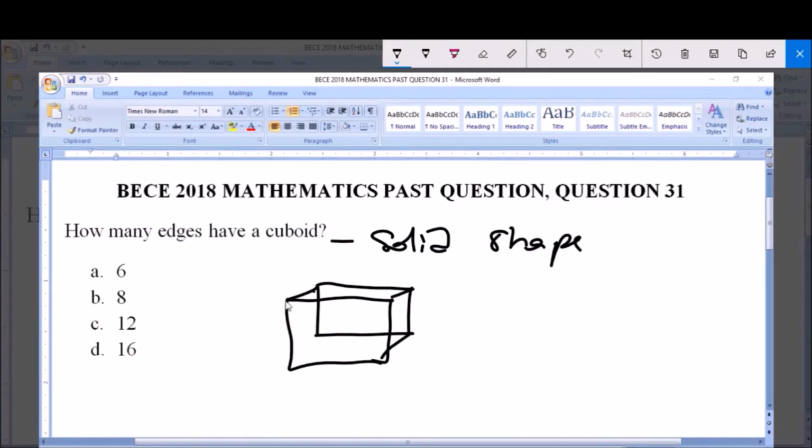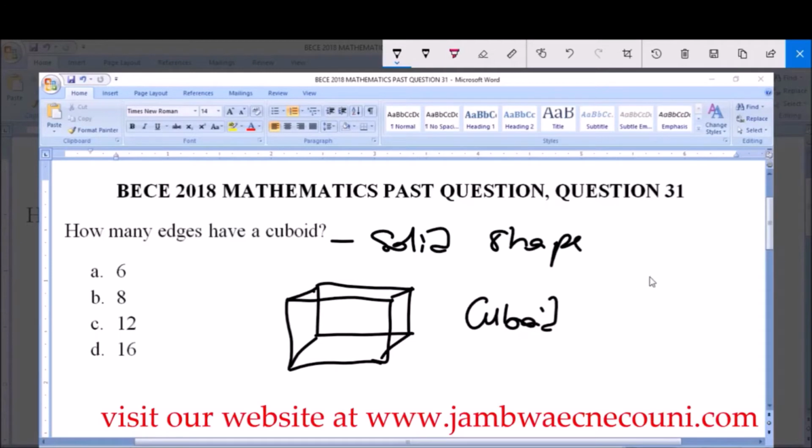Now this is a rough sketch of a cuboid. Now this is a cuboid. It is not a cube. Remember, a cube has all its lengths equal. But in the case of this one, you saw that the length and the breadth are not equal. So this is a cuboid.